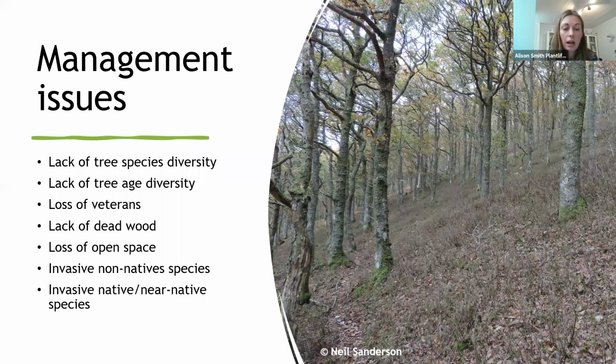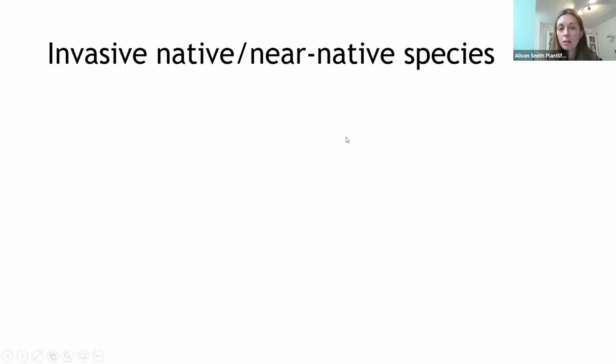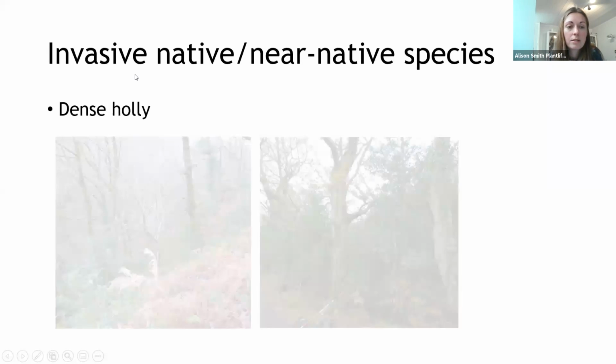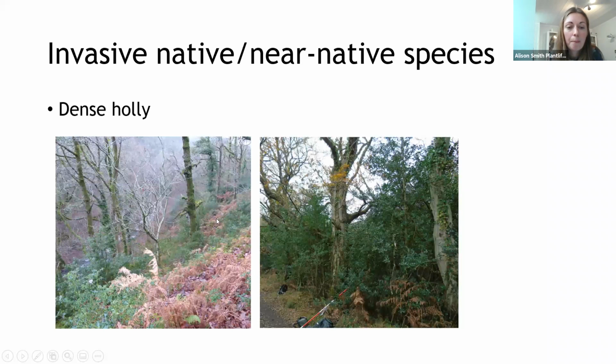What is sometimes talked about less is the invasive native or near native species that can also be a real issue due to changes in woodland management. So we want to talk about that just a little bit more, because this is something that we found to be a real issue, and it's quite prevalent in the southwest, and that's dense holly growth. So holly, of course, is a native species, and it has a very important role to play within our temperate rainforests. But it can form these really dense thickets in the understory that actually are a real threat to the lichens and bryophytes.